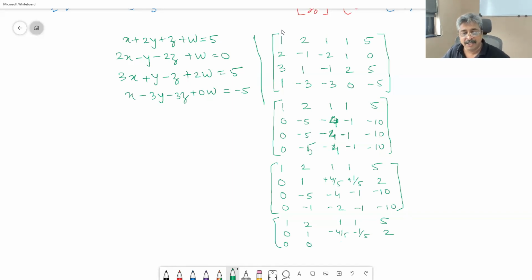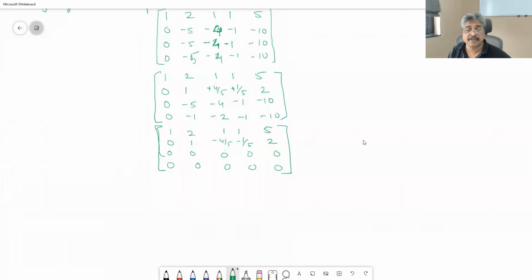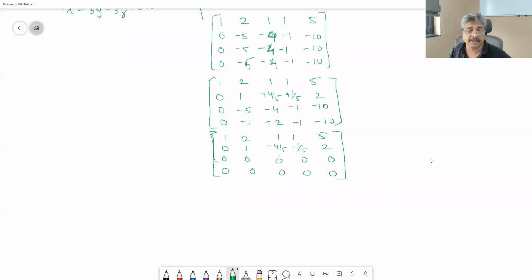So what will happen is, the moment you have 1 here, you have 0, 0, 0, and the fourth row is also 0, 0. Okay, this is your final upper triangular matrix. If calculations are correct, then this is your upper triangular matrix. You wanted to make 4 pivots, but you eventually got only 2.